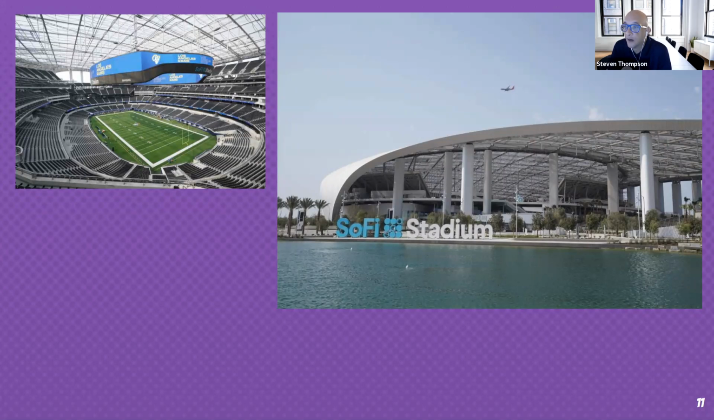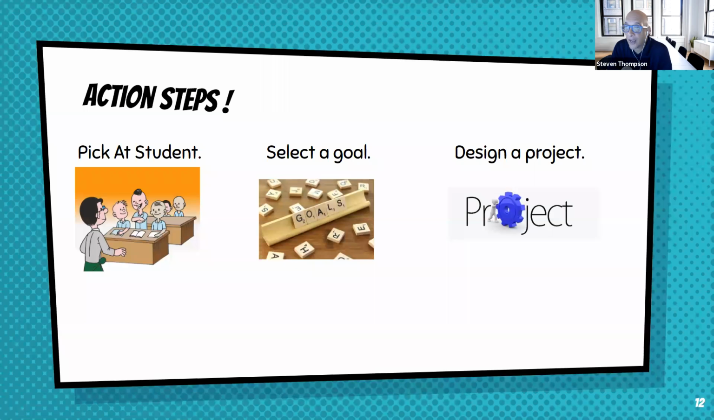All of these things are math, and it's helping students find math in the everyday and the real world, and that allows them to be engaged and to increase their learning because they're doing it in a project-based way. And it allows you as a teacher to show IEP goal progress. Now here are our action steps. Pick a student, select an IEP goal, and design a project.